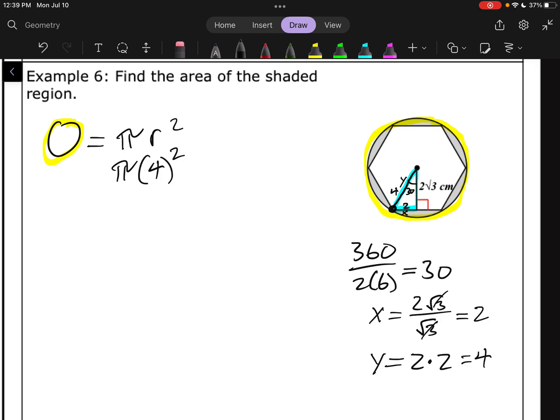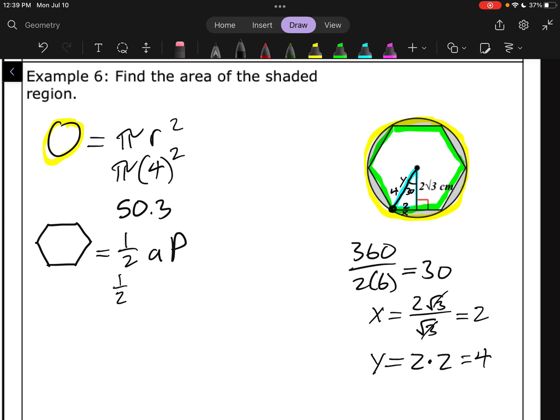So let's do pi times 4 squared. And I'm going to get 50.3. Now what we need to do is find the area of the hexagon, and then we can subtract them, and we win. Now, a regular polygon's formula is 1/2 AP. So this is going to be 1/2 times the apothem, which we've had from the very beginning, which is 2 root 3, times the perimeter, which we do not have, but we can find.